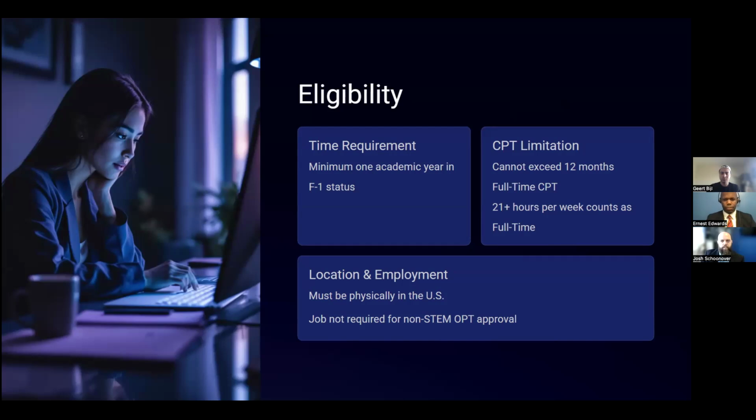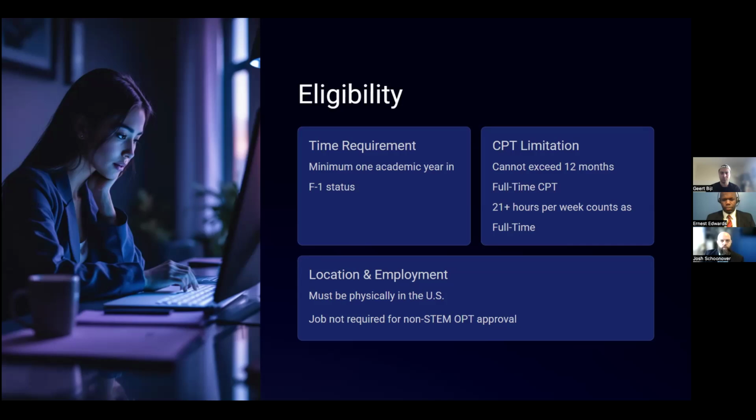There's also very strict requirements with your amount of CPT participation. So again, CPT is work authorization done during the program for credit. And if you do 1 year or more, even 366 days of full-time CPT, unfortunately, you lose all your OPT eligibility. And the way that USCIS defines part-time and full-time is a little bit different than how your employer will.